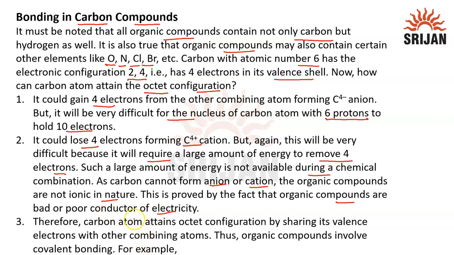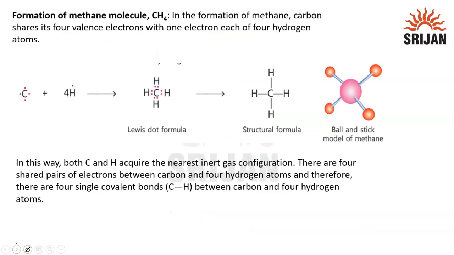So what will carbon do? Carbon attains its octet configuration by sharing its valence electrons with other combining atoms. Thus, organic compounds involve covalent bonding. For example, let's see the formation of methane, that is CH4.